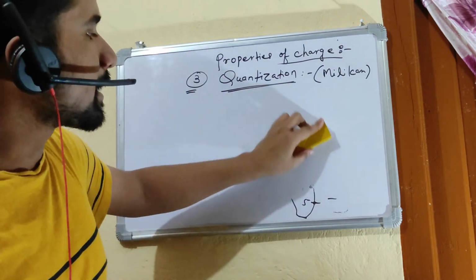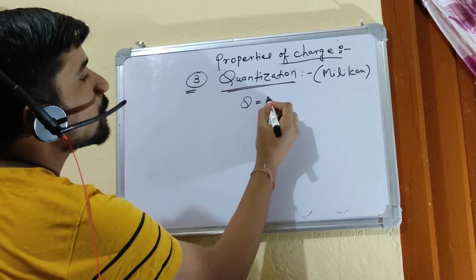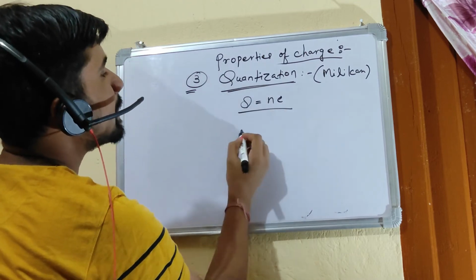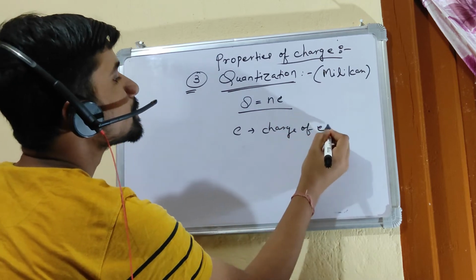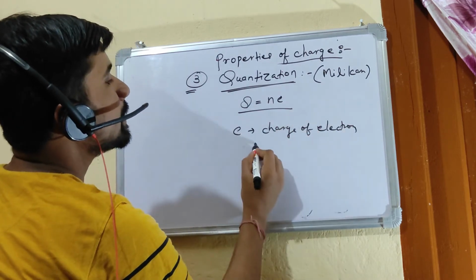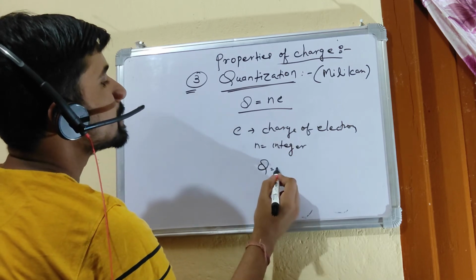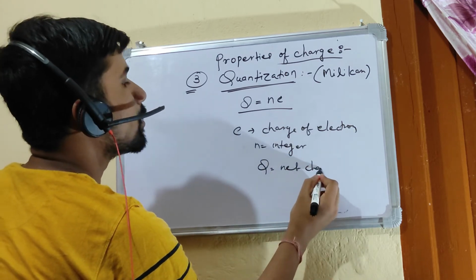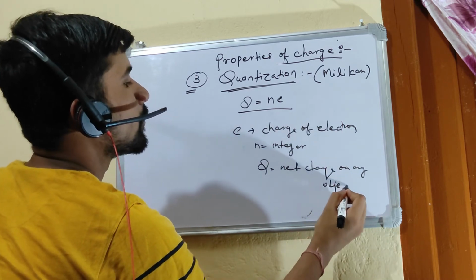So if I write in terms of an expression, I'll say Q, which is for charge, is equal to Ne. E meaning the charge of the electron, N is any integer, and Q is the net charge on any object, right?